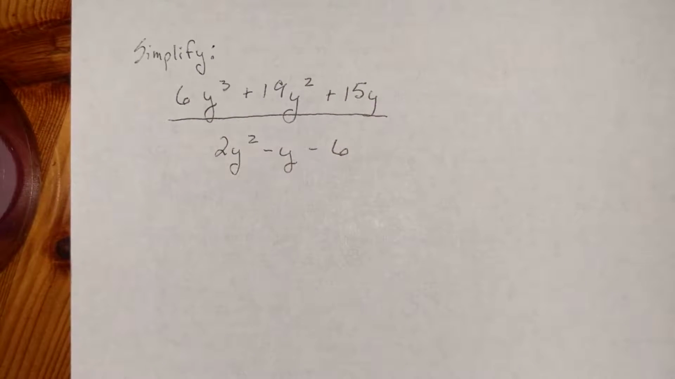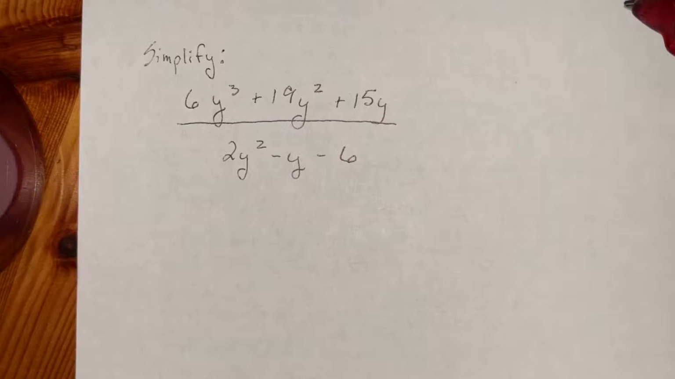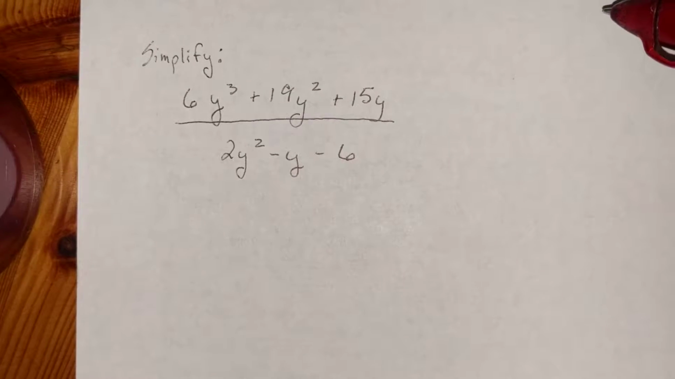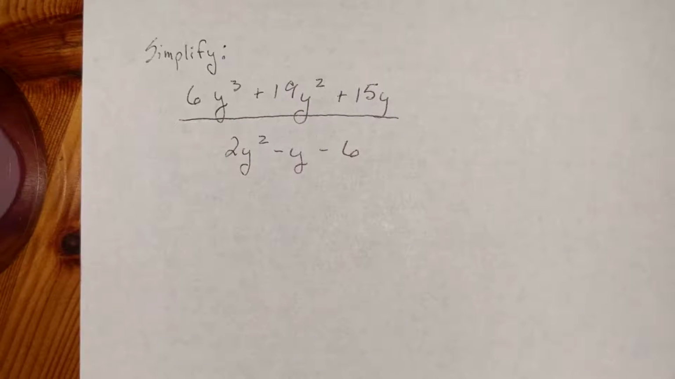So we're going to simplify this algebraic fraction. The first thing we need to do is factor both the numerator and the denominator to see if there are any common factors we can cancel out.